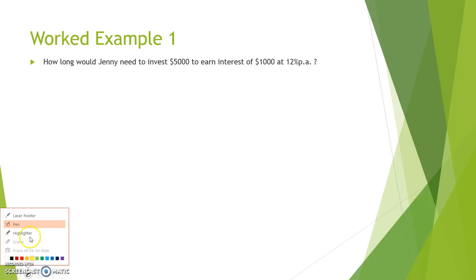So pull out the highlighter, underline or highlight. We're going to invest $5,000, so that would be principal. We want to earn interest of $1,000, so that's I. Now these are two dollar amounts. Look for keywords to ensure that you get I and P the right way around. So when you invest or borrow money, that's your principal. Earn or pay interest, interest is the key word there, that's your I value. And we have 12% per annum, so that's our rate.